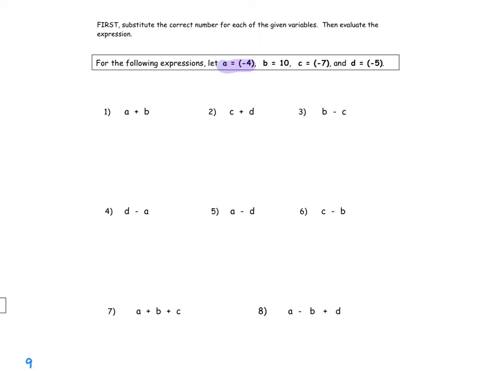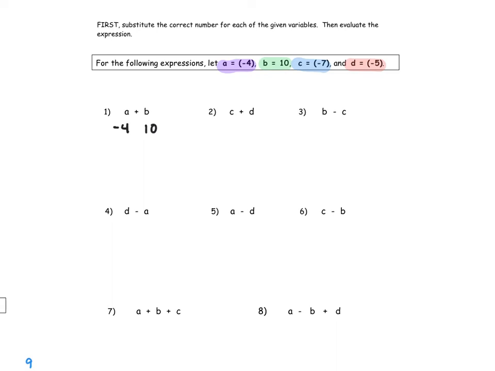Every time I see A, I'm going to let A equal -4. B is going to be +10. When I see C, I'm going to substitute -7. And when I see D, I'm going to substitute -5. So right off the bat, I'm going to scan my problem to see if I have any A's, and I certainly do. So where that A is, I'm going to fill it in with what number? I'm going to fill it in with -4. And then B, I'm going to fill in with 10.